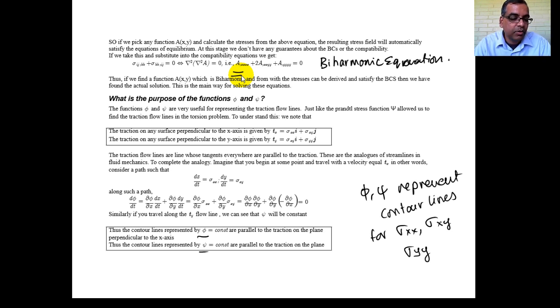So the question now becomes a mathematics problem. How do you solve del squared of del squared A equal to 0? That's where we are going to be.